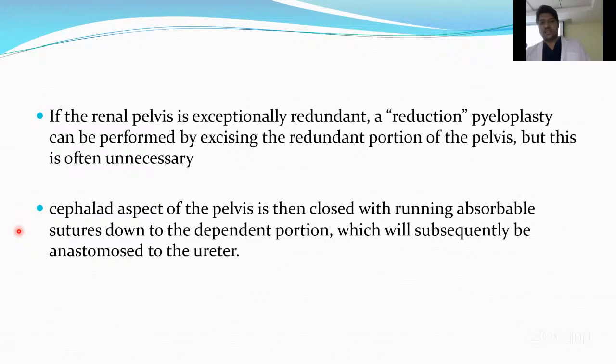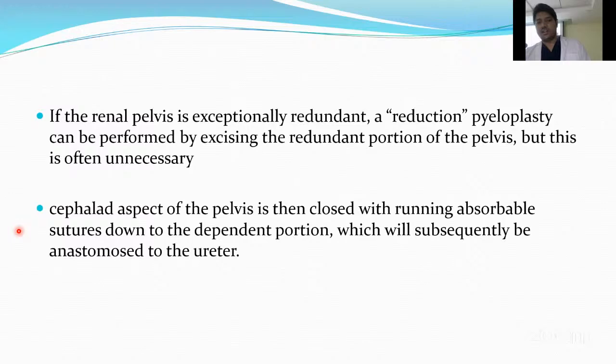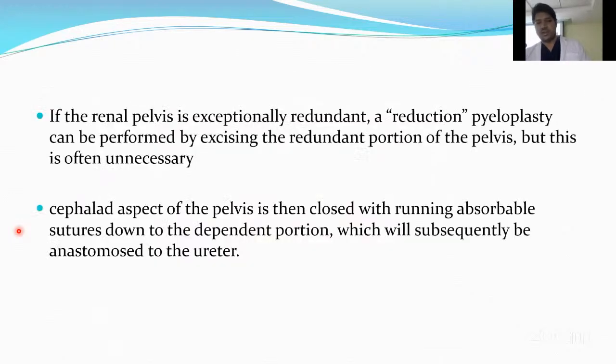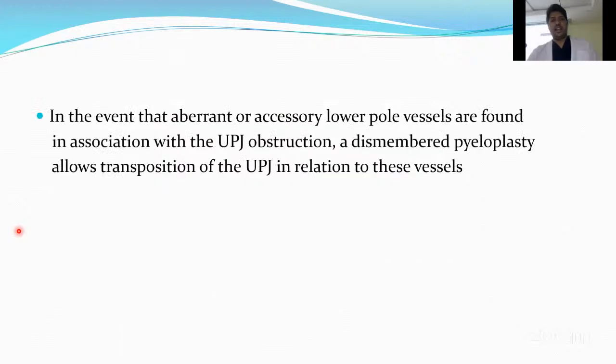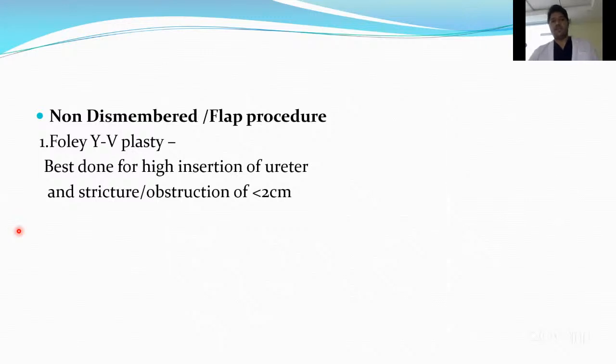The cephaloid aspect of the pelvis is then closed by running absorbable sutures down to the dependent portion. Then this remaining dependent portion is subsequently anastomosed to the ureter. In the event aberrant or accessory lower pole vessels are found, dismembered pyeloplasty allows a transposition of the PUJ in relation to the vessels. Among non-dismembered flap procedures, Foley Y-V plasty is best done for high insertion of the ureter, when the stricture of obstruction is less than 2 centimeters.